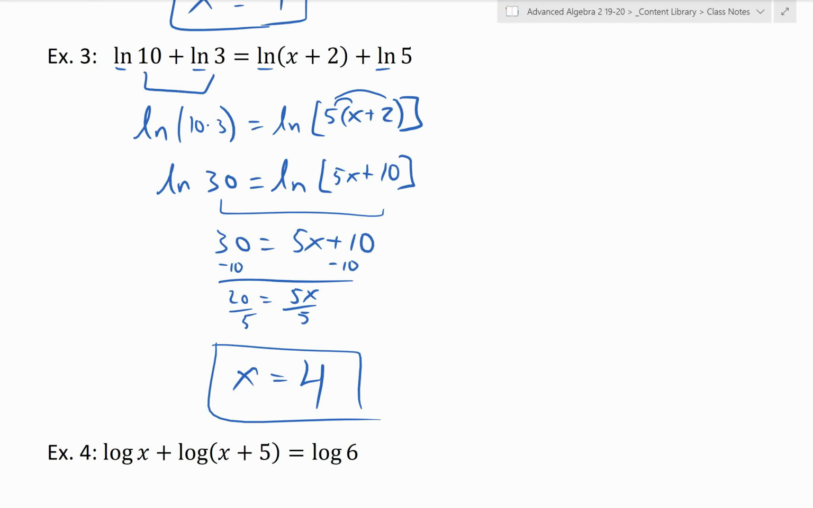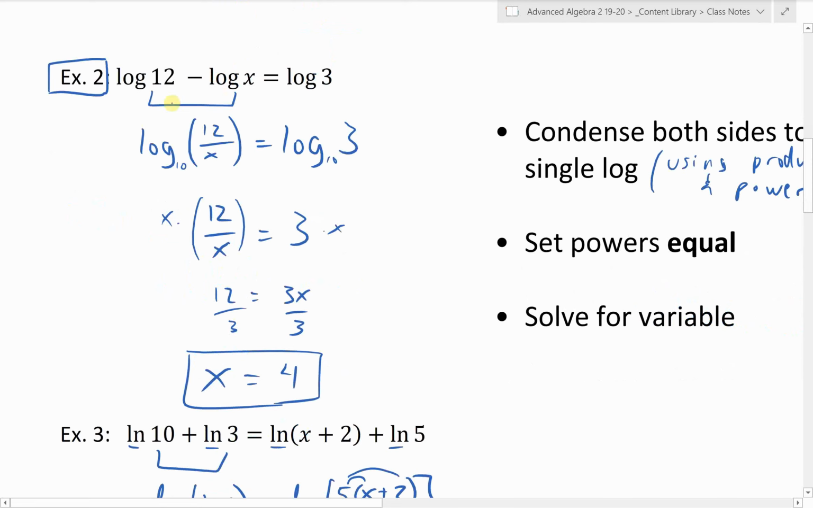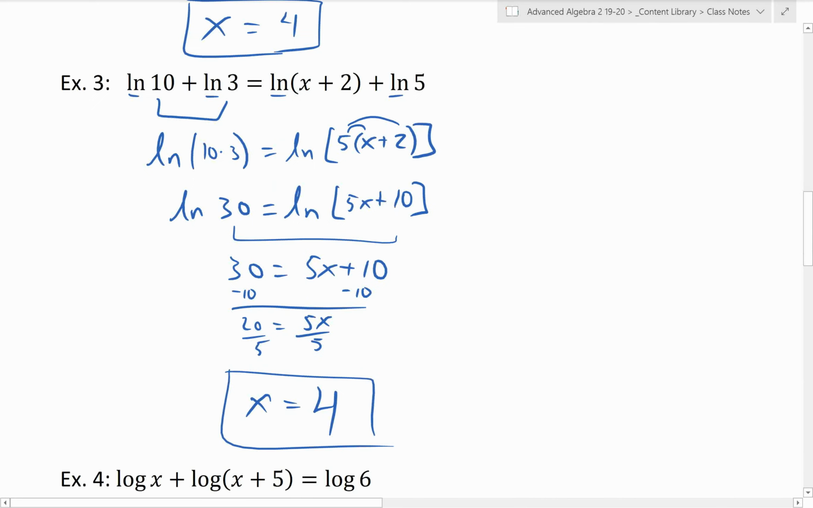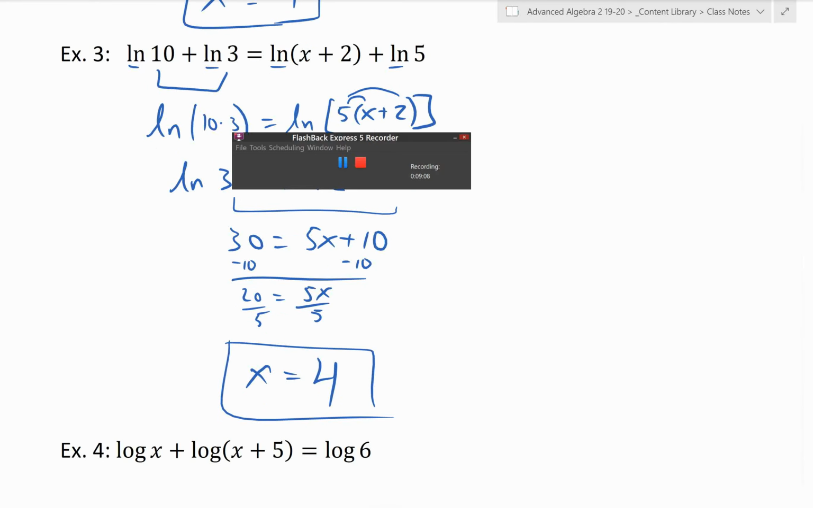So solving logarithmic equations, we want to make sure we get down to a single log on both sides. Once we have a single log on both sides, we can set the powers equal to each other and solve from there. If we don't have single logs on both sides, we have to combine and condense each side so that we have a single logarithm on both sides before we can go ahead and actually set the powers equal to each other, right? So condense both sides, set the powers equal to each other, solve the equation. All right, we'll pause here. In the next video, we'll do some more examples and look at some of the different types of things that could come up in logarithmic equations.